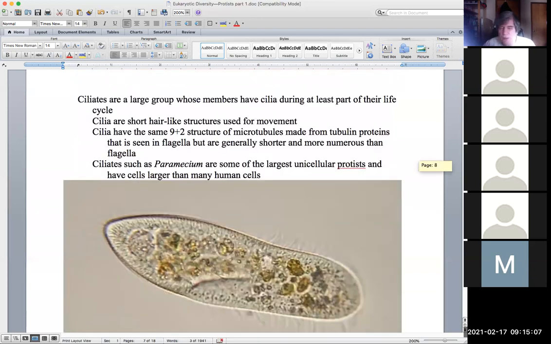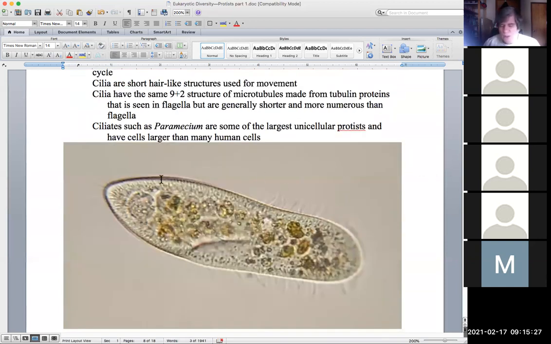Now, the next group we're going to look at are the ciliates. And as you can tell by the name, the ciliates have cilia that allow them to move, at least during part of their life cycle. Some of the ciliates lose their cilia and only have them for certain periods of their life cycle. So if you look at the notes, you should be able to see the cilia. I'm not sure there's enough contrast in this photo for you to see the cilia on my screen, but the cilia are a bunch of hair-like structures. In the case of Paramecium, they really cover the entire cell because keep in mind, this is a single-celled organism.